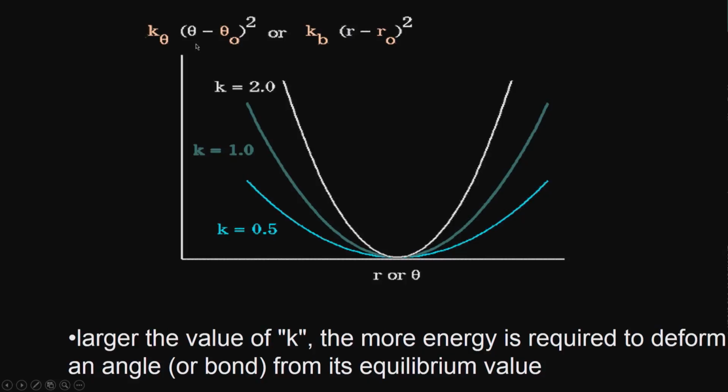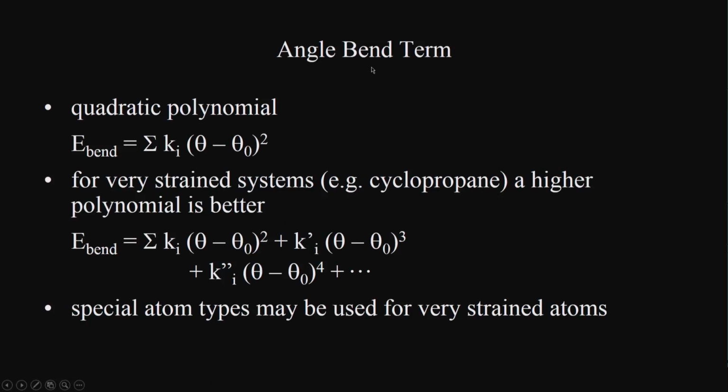You could also change the k. So, you may have a shallow looking quadratic term like this or like this. Okay. So, you can have different types of quadratic. The larger the value of k, the more energy is required to deform an angle from its equilibrium, because the energy becomes very high, whereas with this type of shallow looking term you do not need very high energy to deform from its theta naught. Angle bend term, again, this is the quadratic form.